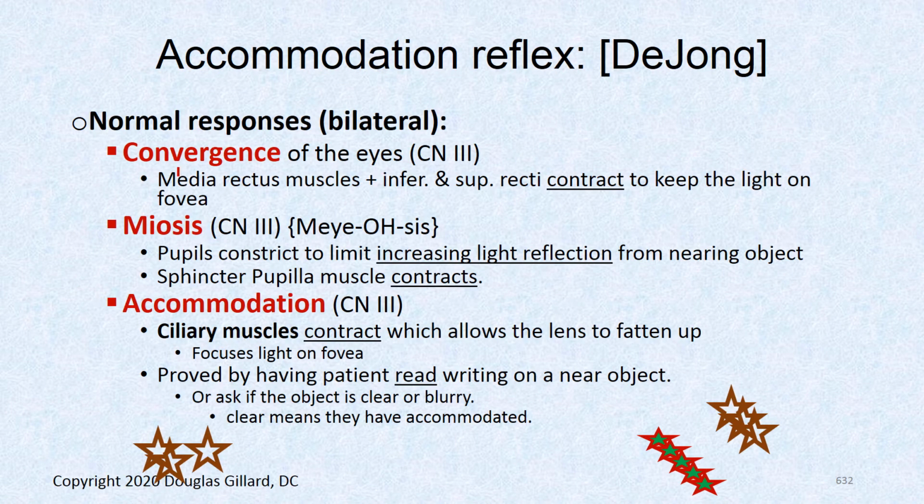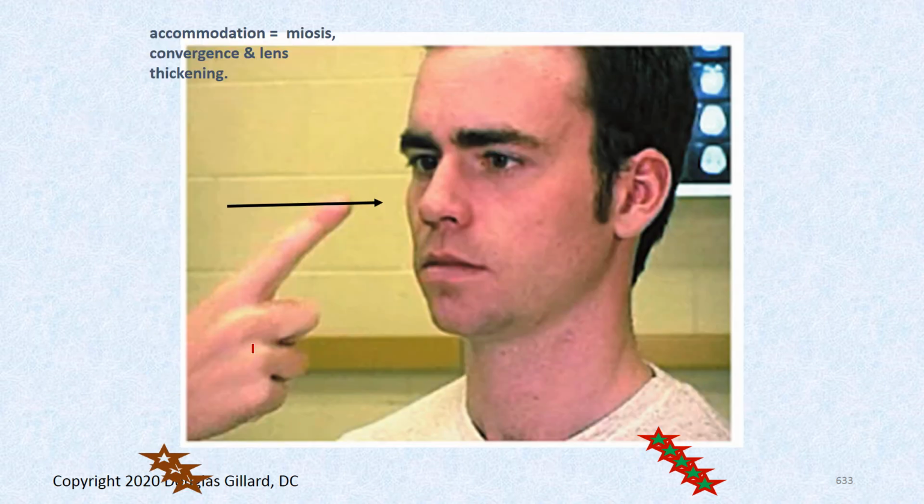So normal response: convergence occurs, miosis occurs. Here's another way to pronounce it. It's miosis or myosis. Anyway, both pupils should constrict, and the patient should accommodate. They should be able to read something close up, or at least focus on something close up.